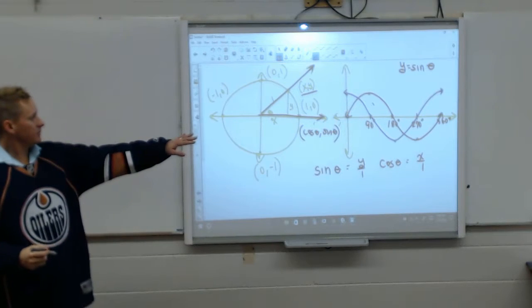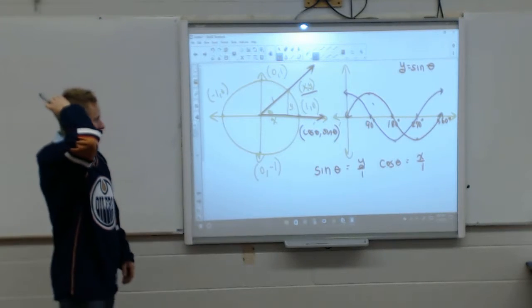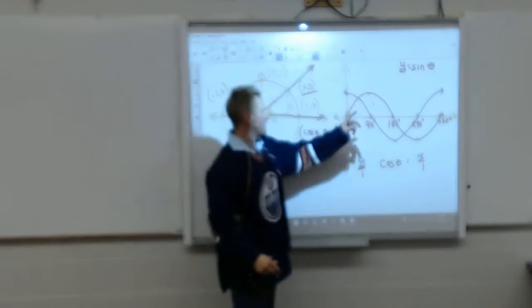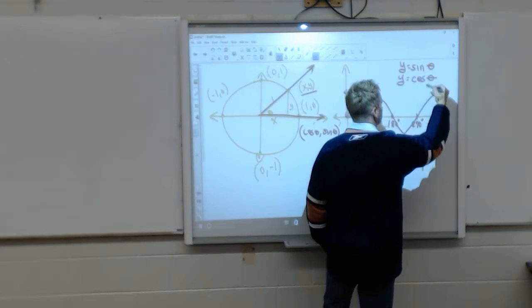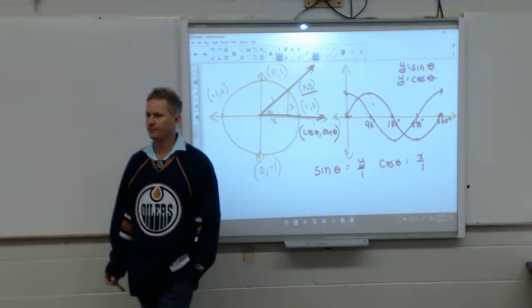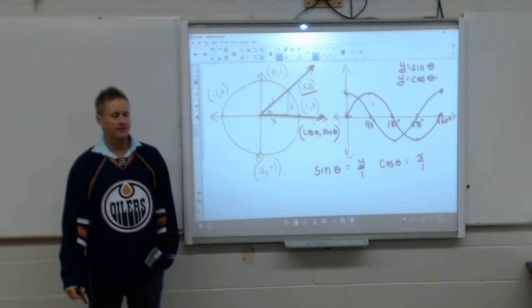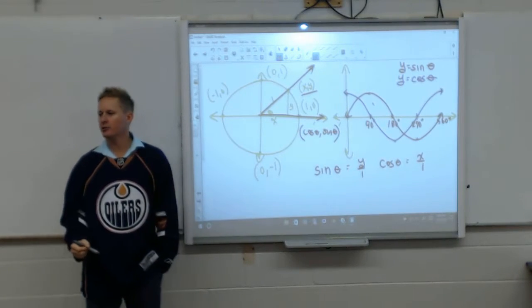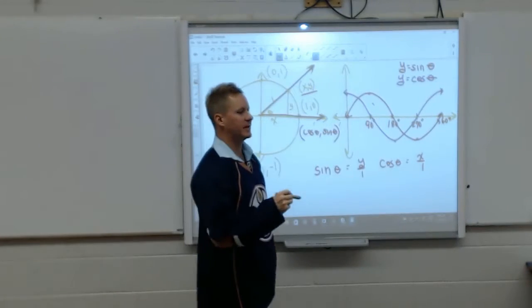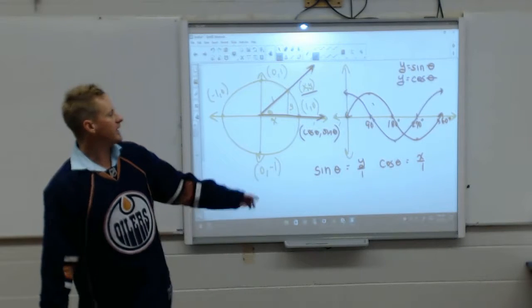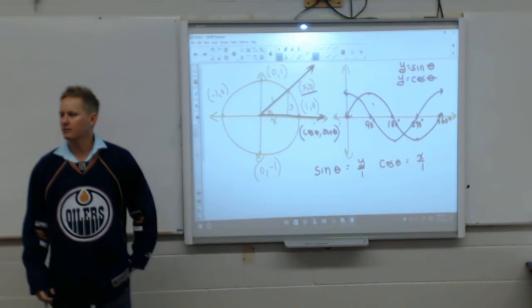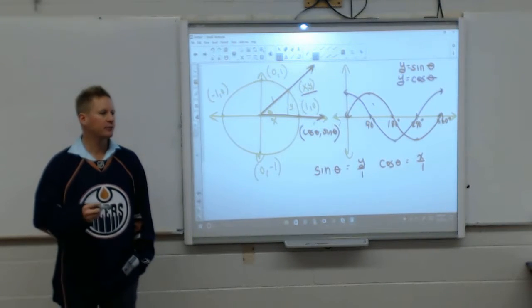So there, what I've just done is I have graphed, in red, y equals sine theta, and in blue or purple, y is equal to cos theta. These are called periodic functions. They're called periodic functions because they repeat themselves after a given period. When do these repeat themselves? After 360 degrees.